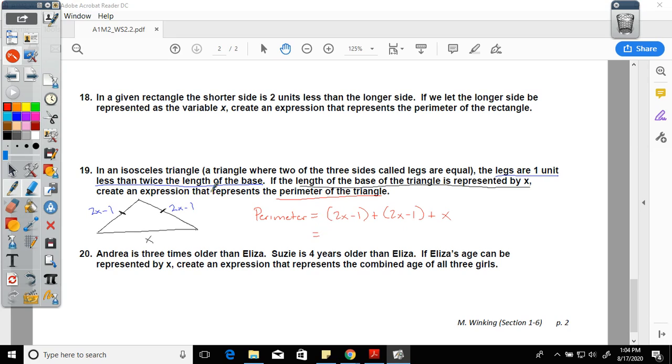So at this point, we're just going to combine like terms. So we can combine the 2x, the 2x, and the x. That's going to give me 5x. And then, of course, we can combine the negative 1 and the negative 1, which will give me a negative 2. So the perimeter is equal to 5x minus 2.